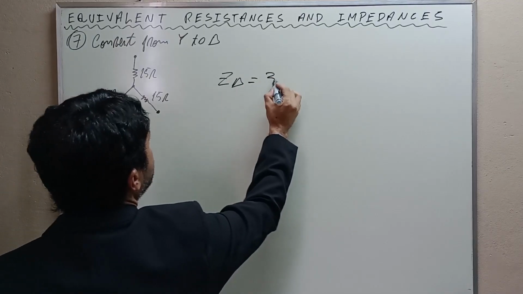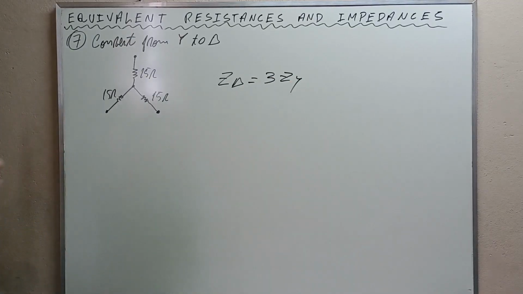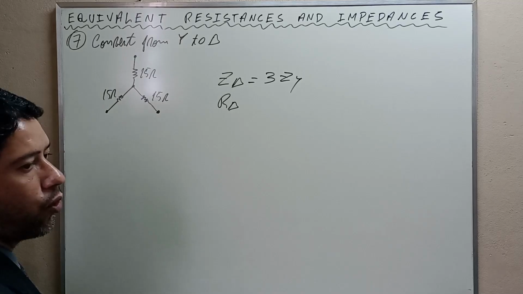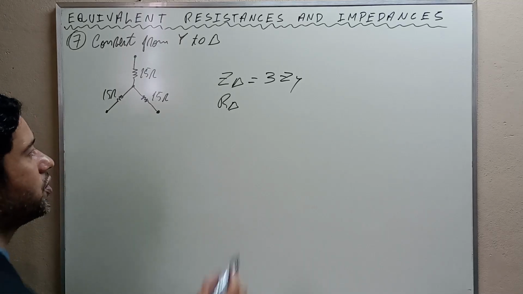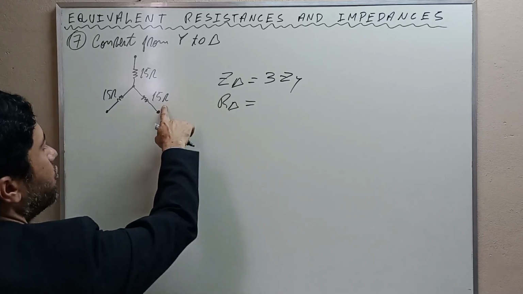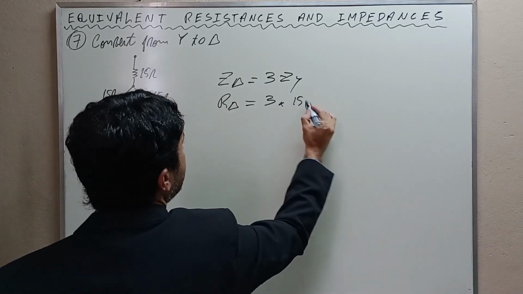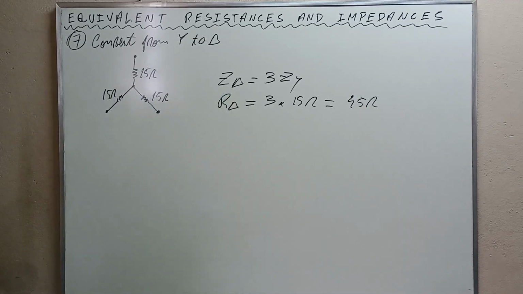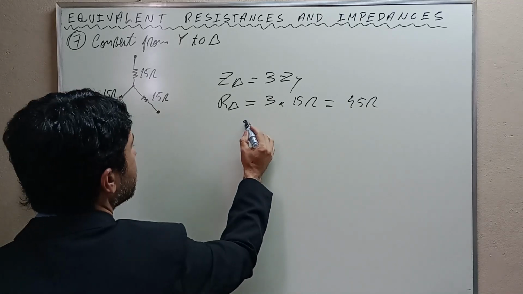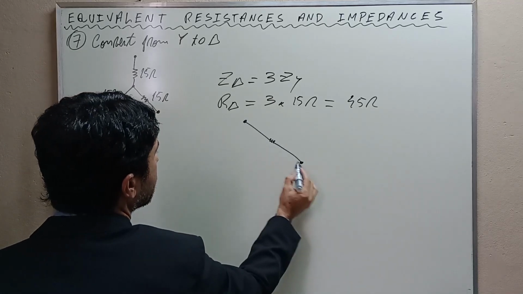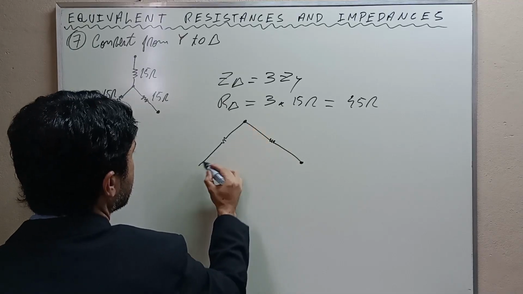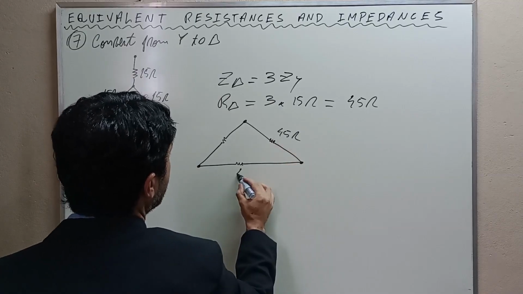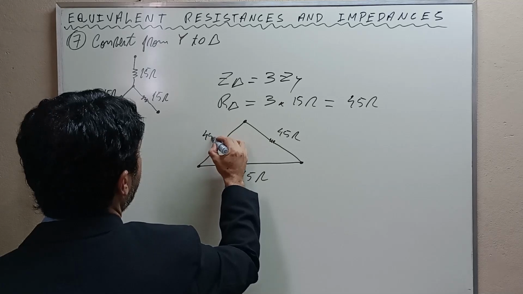Z delta is equal to 3 times Zy. Thus, the equivalent resistance of the delta connection will be, we simply multiply this by 3. 3 times 15, which is equal to 45 ohms. Converting it to a delta, it becomes 45, 45, and 45.